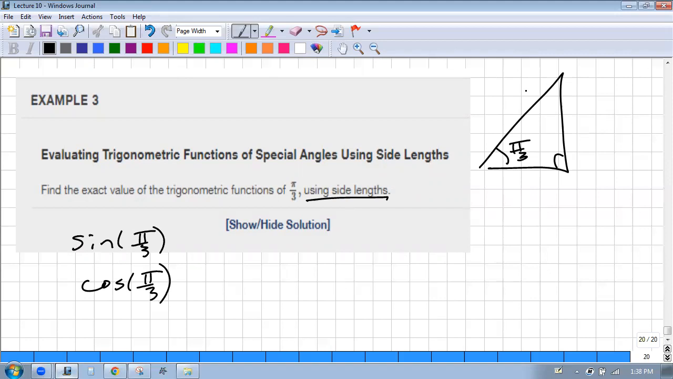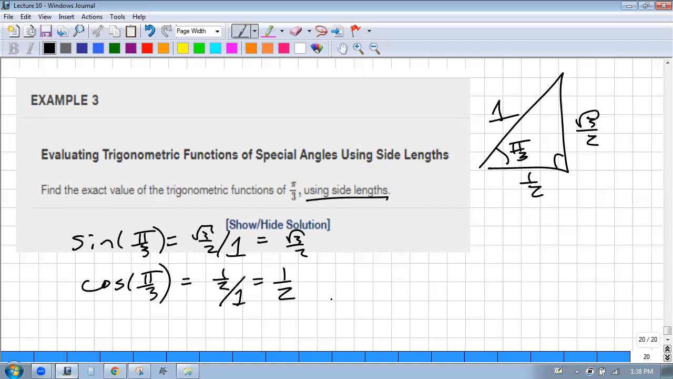Well, if this is pi over 3, and I know this is 1, then I know that this has to be a half, and this has to be root 3 over 2. So sine has to be the opposite over hypotenuse, and cosine has to be the adjacent over hypotenuse, right? That's not how we do this.